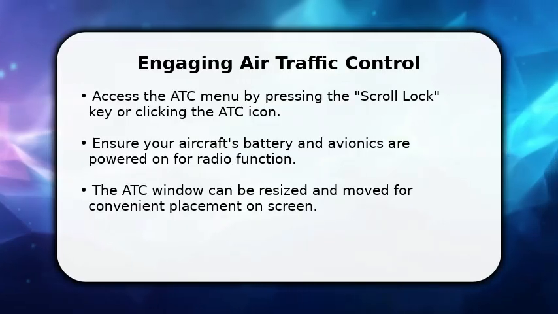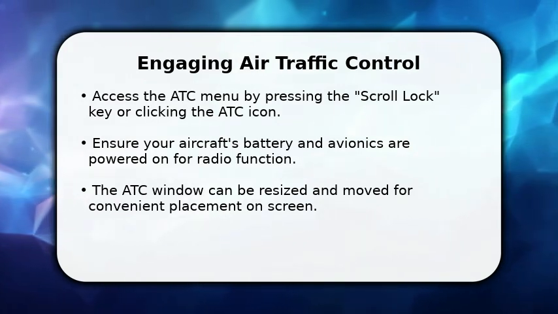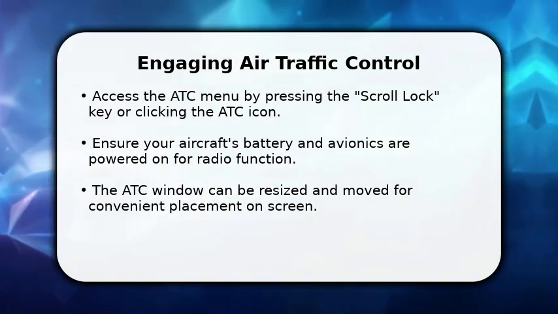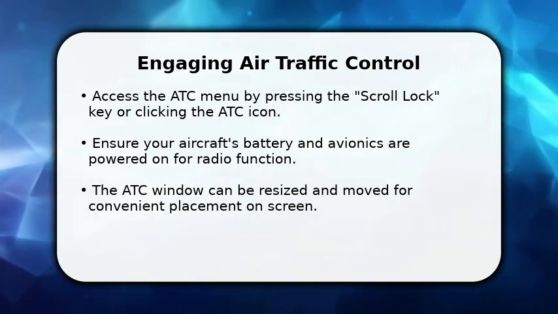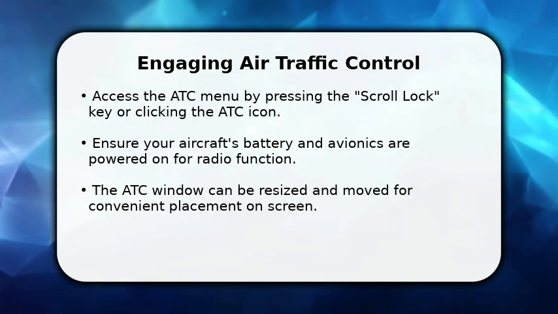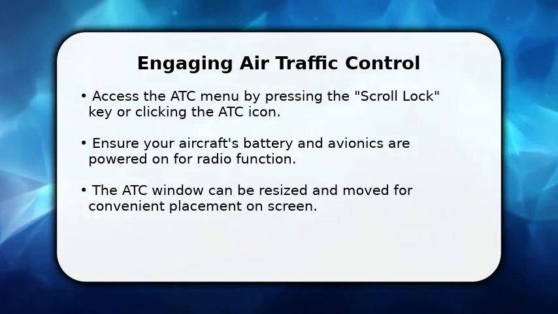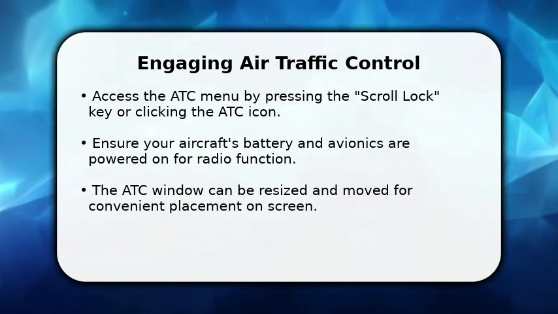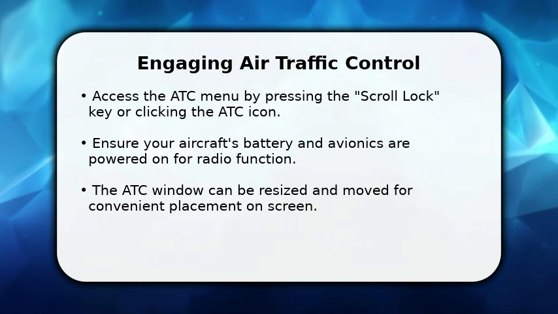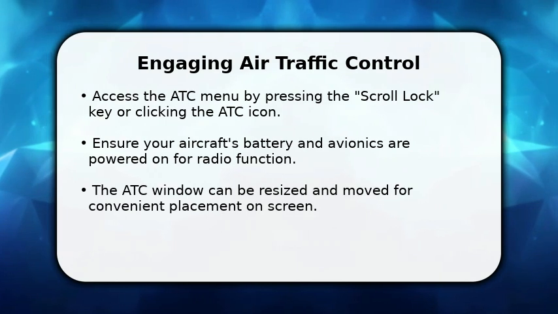In this video, I will explain how to engage with air traffic control in Microsoft Flight Simulator. First, power on your aircraft's battery and avionics to enable radio communication. Then, access the ATC menu by pressing the scroll lock key on your keyboard or by clicking the small control tower icon in the in-game menu bar. This window is fully adjustable, allowing you to position it anywhere on your screen for easy access during your flight.